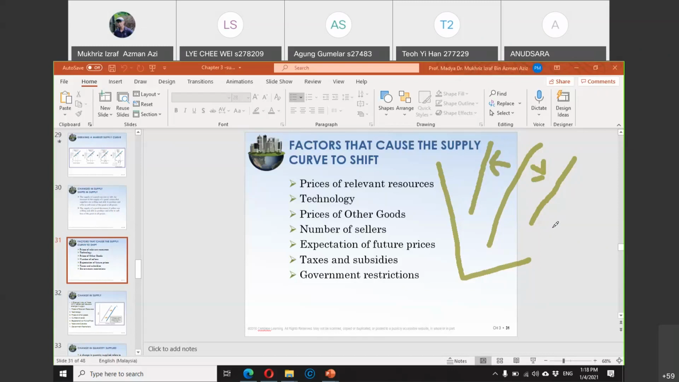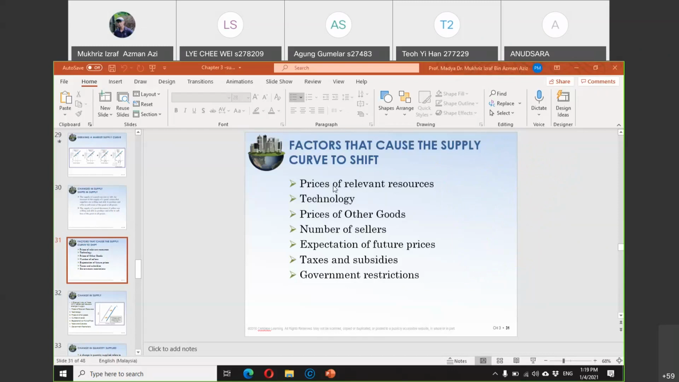Okay, so supply increase, the curve will shift to the right. Supply decrease, the curve will shift to the left. So the factors listed here can cause both an increase or decrease: improvement in technology, the price of other goods, number of sellers, expectation of future price.